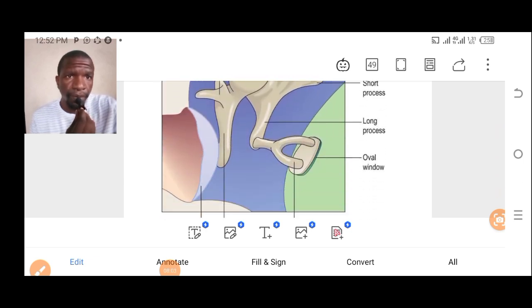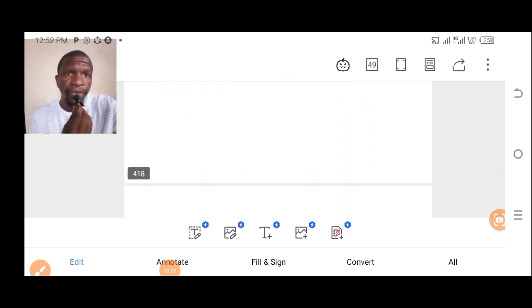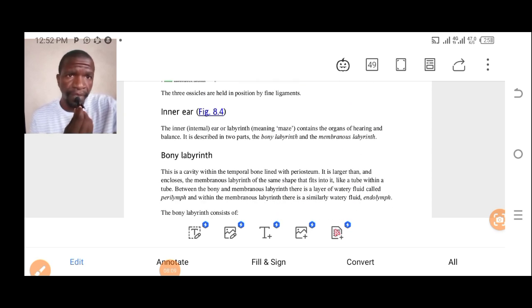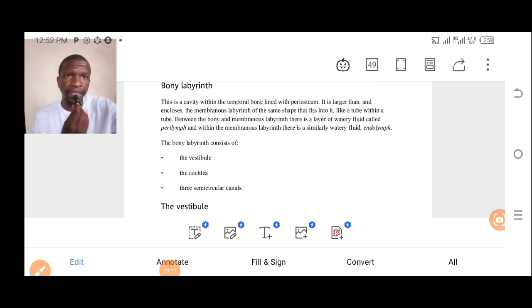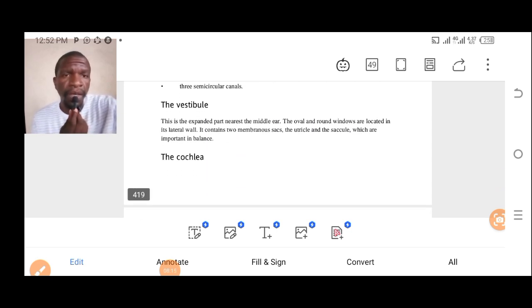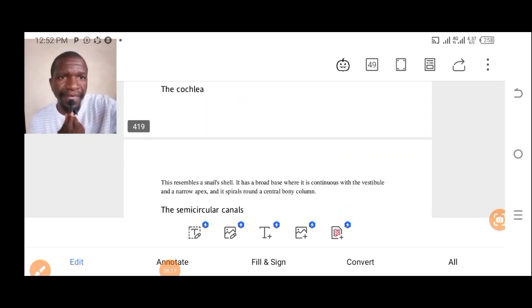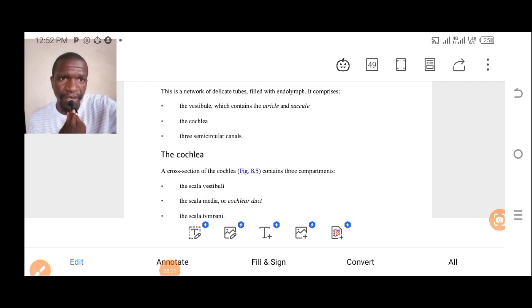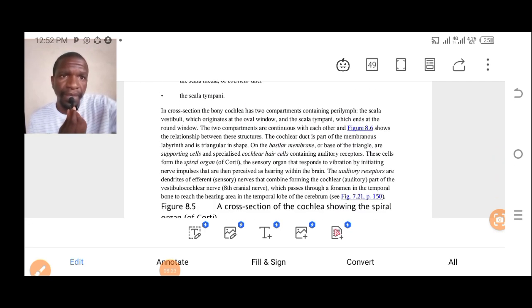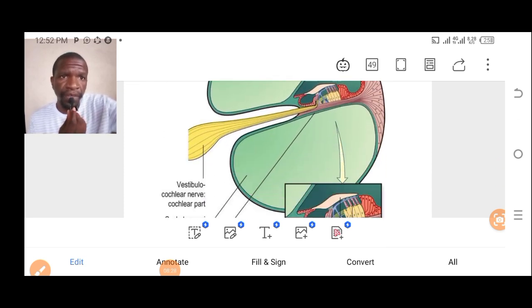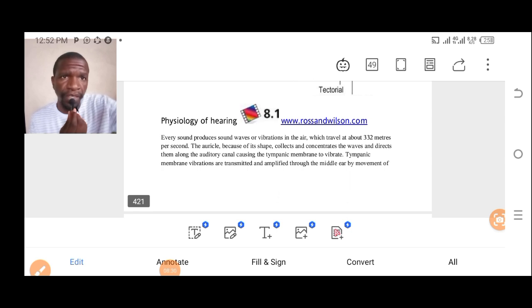Physiology of hearing is very, very important. You will find that in most cases you are going to be asked to describe the physiology of hearing. So you need to know and describe how someone hears. Don't just hear, but be able to explain that process. How does one get to hear? You must know the physiology of hearing.